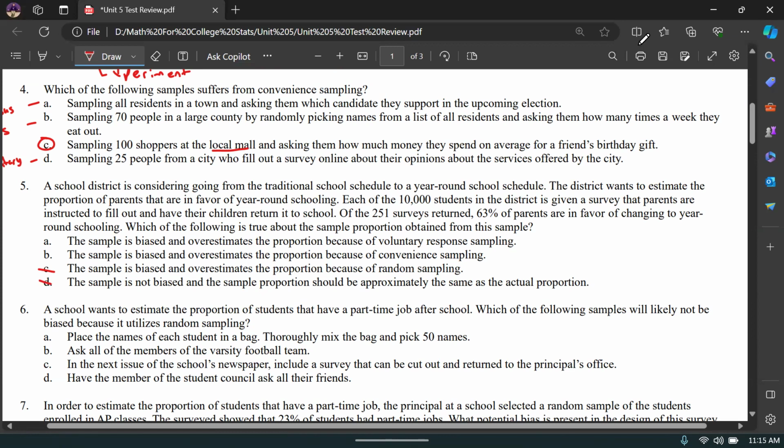This is biased. And as you can see, 10,000 surveys were sent, but only 251 were returned. It's a big margin of surveys that are unreturned, right? These people at home are choosing whether they want to do it or not. That's a voluntary response, right? So it overestimates the proportion because of voluntary response sampling. The reason it overestimates, by the way, is because a lot of people who didn't respond are just going to think it's kind of silly and not respond. But the people who want that to change are more likely to respond. So that's why 63% might be an overestimate of what maybe the real value is.